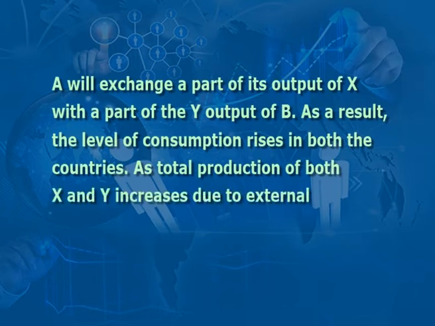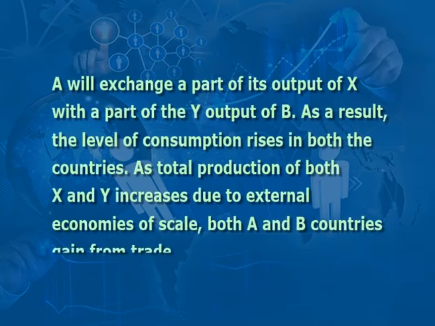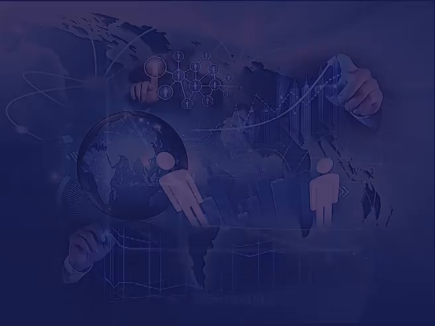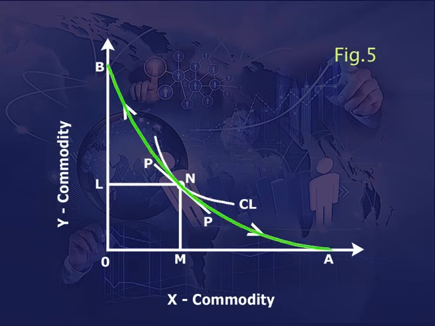As total production of both X and Y increases due to external economies of scale, both A and B countries gain from trade. In figure 5, BA is the production possibility curve of both A and B because both countries are identical. Since they have identical tastes, they have the same community indifference curve CI. Thus, in the pre-trade situation, each country produces and consumes at point N. If the two countries trade, A completely specializes in the production of commodity X, shifting production from N to A, while B completely specializes in the production of Y, shifting production from N to B. Trade can take place between the two countries based on decreasing costs, even though the relative commodity prices are identical in both at point N.